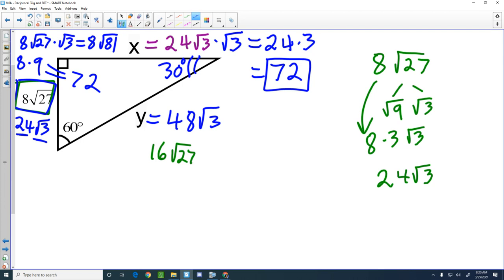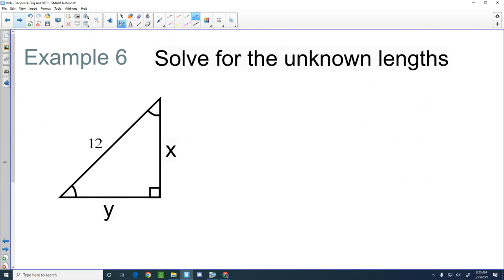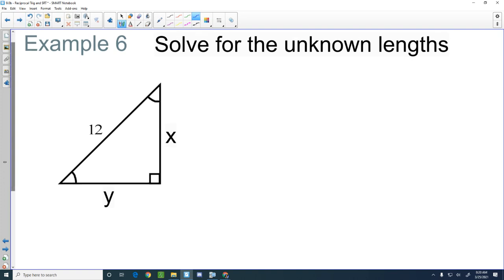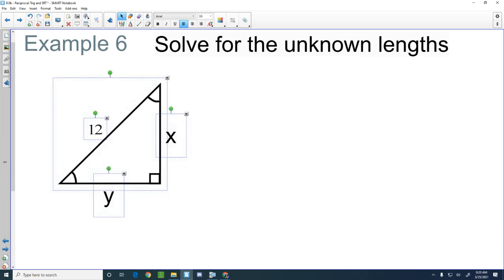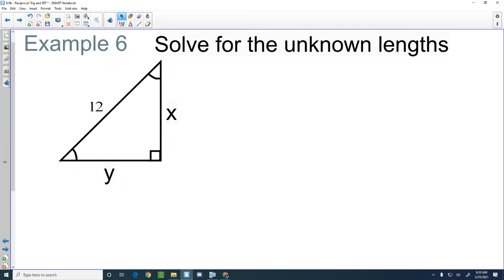How many of you got that 72 for the long leg, just out of curiosity? All right. Nice. So yeah, we do have some work with roots or radicals. And now for the tricky one. So it's a bit more of a puzzle, but if you think about it, I bet you could figure it out.